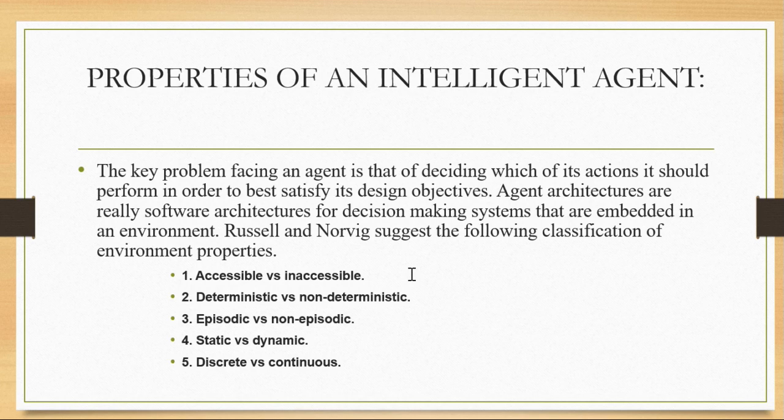Okay. And the next one is deterministic versus non-deterministic. A deterministic environment is one in which every action has a single guaranteed effect. There is no uncertainty about the state that will result from performing an action. The physical world can, to all intents and purposes, be regarded as non-deterministic. Non-deterministic environments present greater problems for the agent designer.